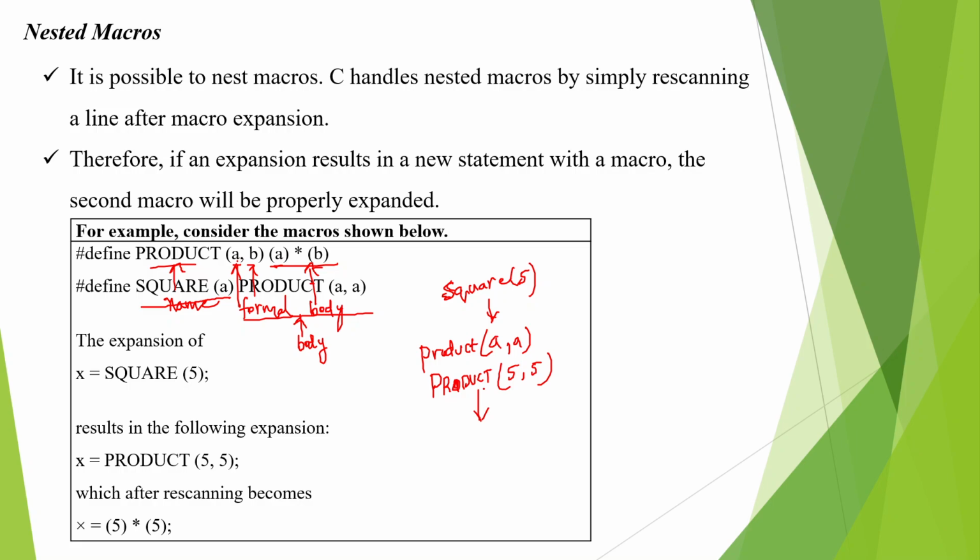Again it is a two-step process. First the body replacement, then the parameter replacement. First body replacement, product of 5 comma 5. What we have, a multiplied with a. Because a and b both we are passing a only. So a multiplied with a, then parameter replacement, 5 multiplied with 5. Likewise we get the square of 5, that is 25, which will be replaced and stored inside x.